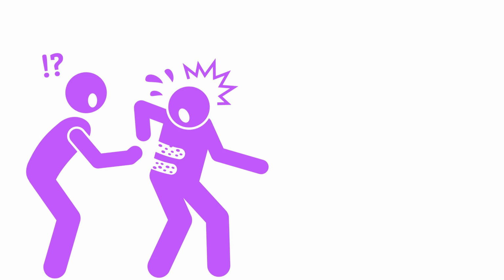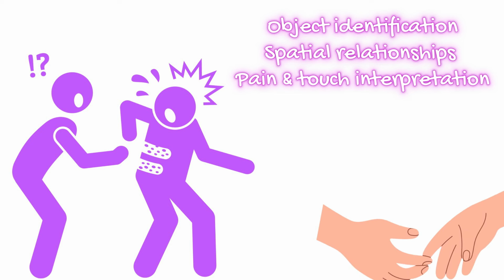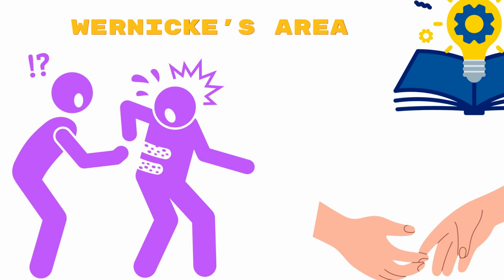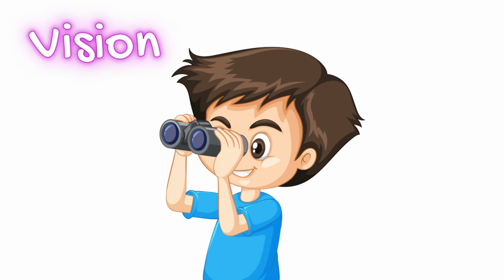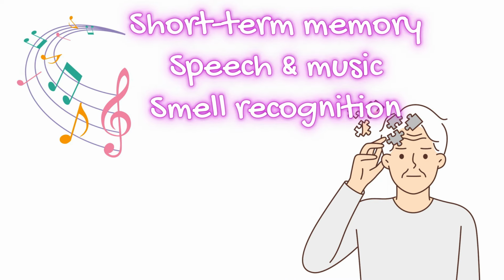The parietal lobe helps a person to identify objects and understand spatial relationships, and it's also involved in interpreting pain and touch in the body. The Wernicke's area is located in the parietal lobe, and it helps the brain to understand spoken language. The occipital lobe is involved with vision. The temporal lobe is involved in short-term memory, speech, and some degree of smell recognition.